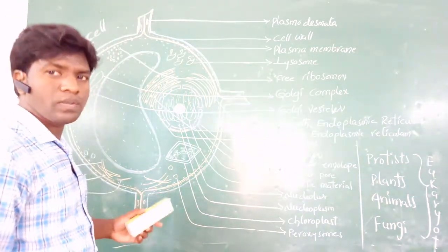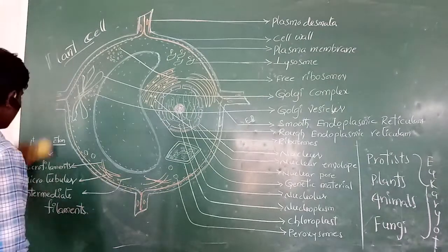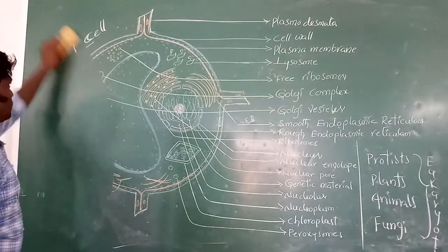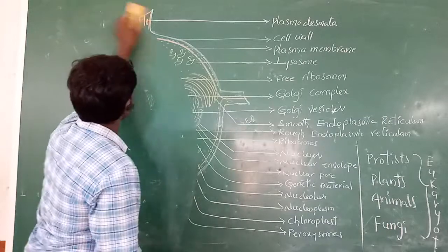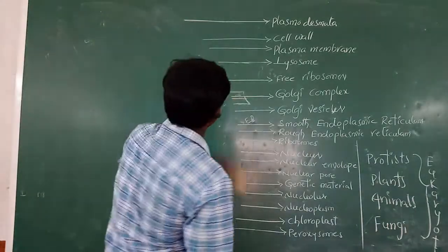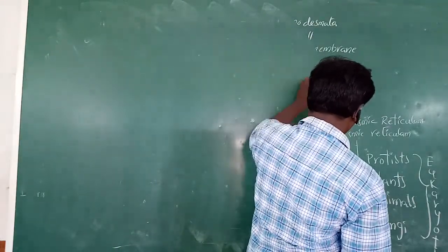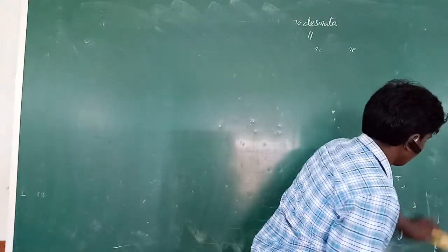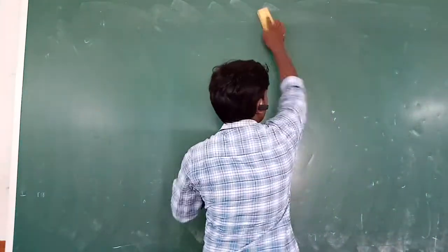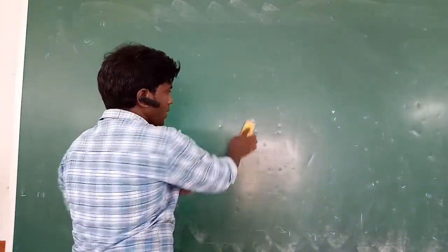Now I am swiping the board. Just coming to the point, eukaryotic cells and prokaryotic cells. So already I explained to you what the examples of eukaryotic cells are: protists, plants, animals, fungi. So protists, I think you don't know protists.